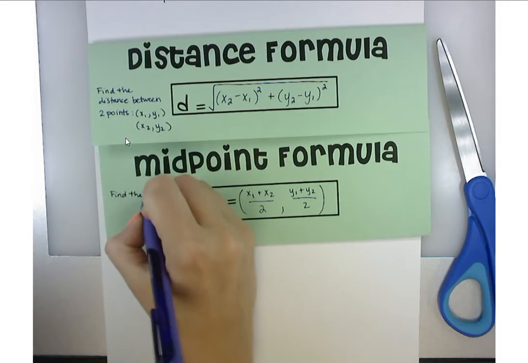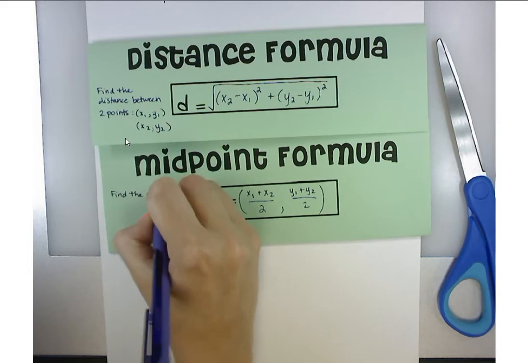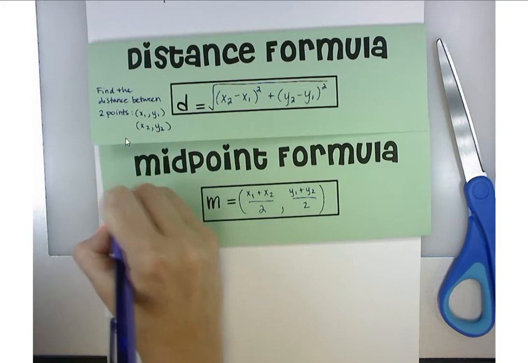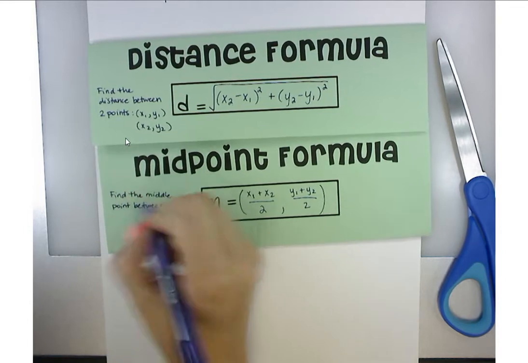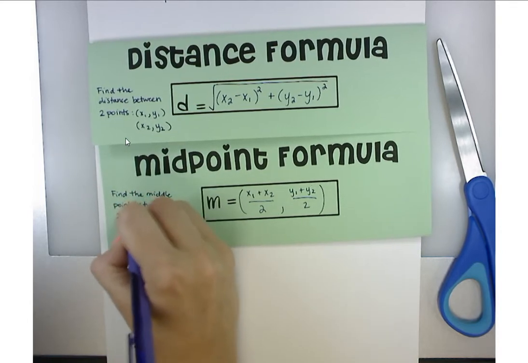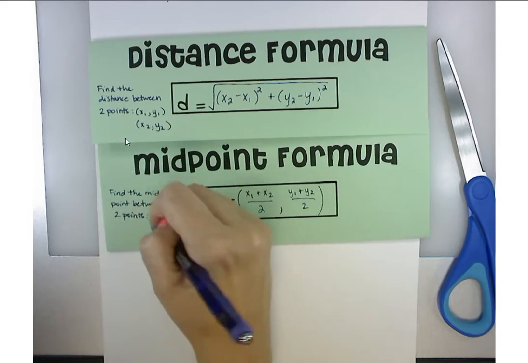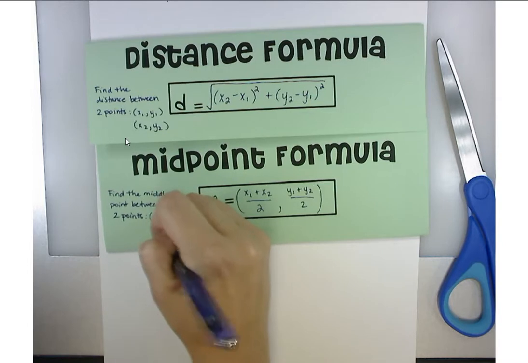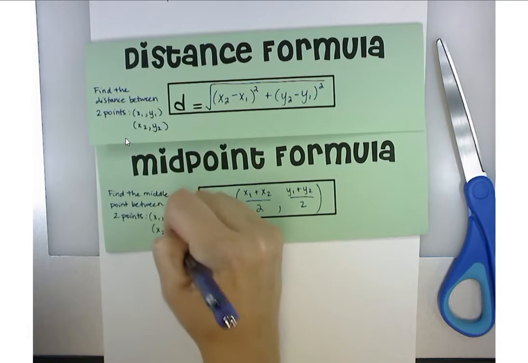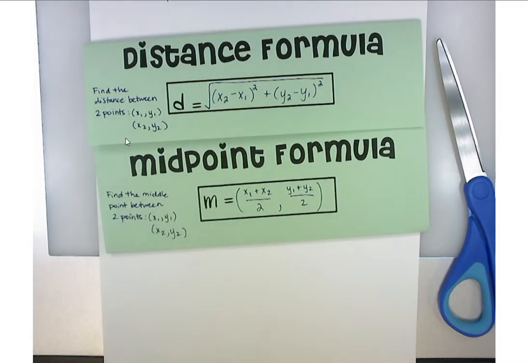Okay, so this is going to find the middle point between 2 points. And again, those 2 points are going to be x1, y1 and x2, y2. So one of them we're finding the distance, we're finding the length. The other one we're going to be finding the point.